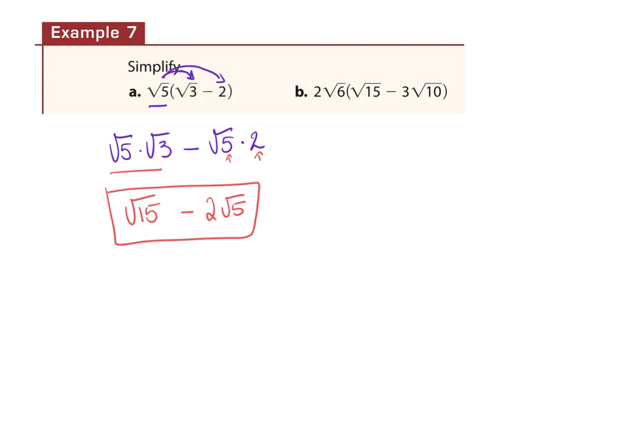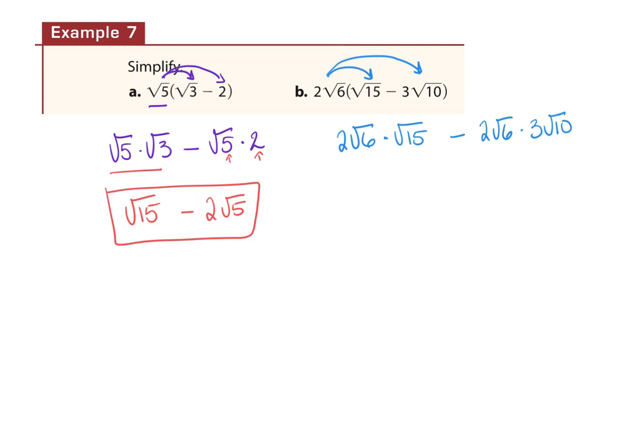The next one's a little bit different, all right? So with this next one, I'm still going to use distribution. So I have 2 square root of 6 times the square root of 15, right? Then I'm going to subtract what happens when I say 2 square root of 6 times 3 square root of 10. Now I have outside numbers and inside numbers.